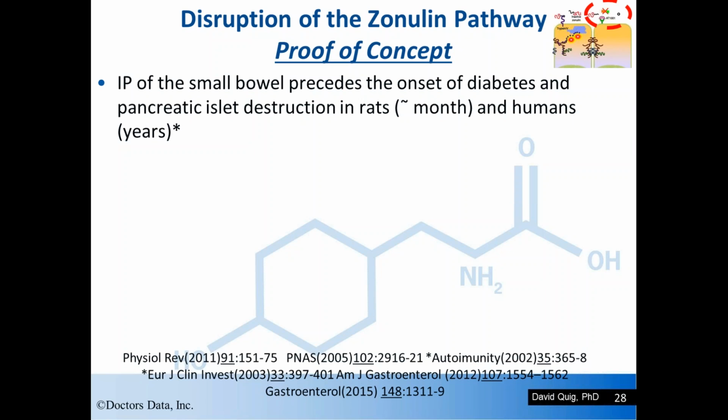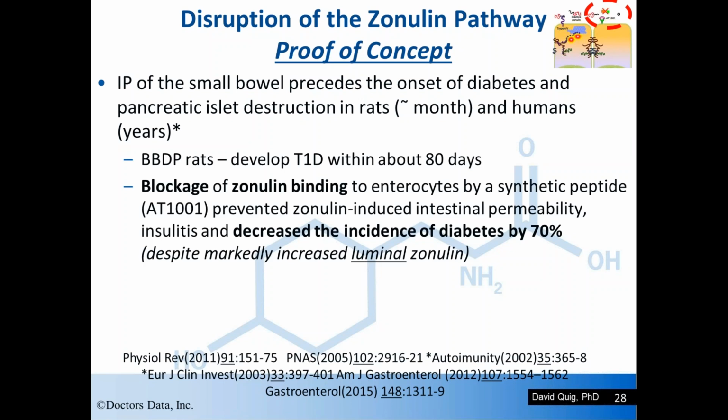autoimmune diabetes. So in a rat study of a genetically engineered rat model, the bio-breeding diabetic-prone rats that developed type 1 diabetes within about 80 days from birth. And what they did was they took half of these rats and they used a peptide molecule that blocks the binding of zonulin to the epithelial cells that instigates the breakdown of the tight junctions.